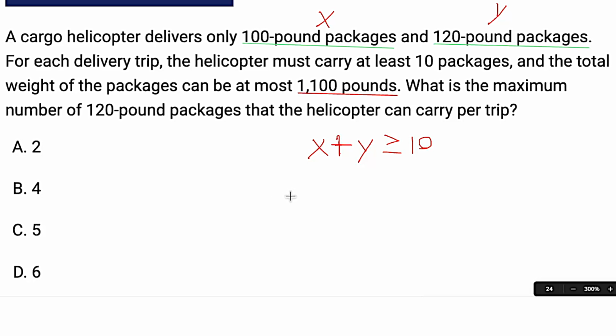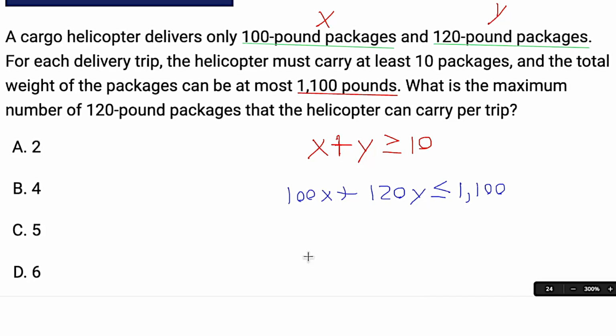And then our other equation needs to account for the pounds, because remember, x and y were the number of packages. So for pounds, we just need to include the pounds affiliated. Since each 100-pound package is 100 pounds, we would say 100x plus 120y is going to be at most 1,100 pounds. So this needs to be less than or equal to 1,100.